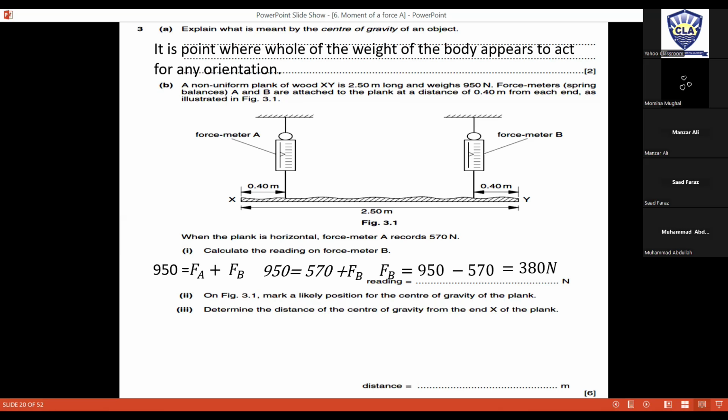Now they ask us to label the position of the center of gravity. If you observe, the left side Newton meter has more force, the right side has less force. If the force on both were equal, then the object's weight would be at the center. But now the force on A is greater, so the weight should be closer to this Newton meter A. It will be somewhere closer to A, not at the center, some distance D from A.